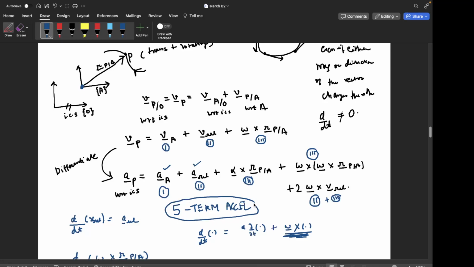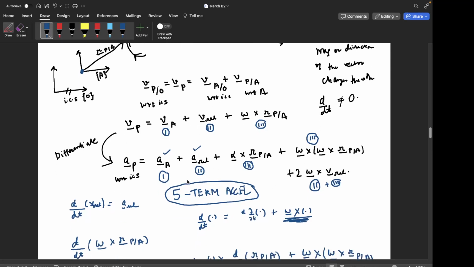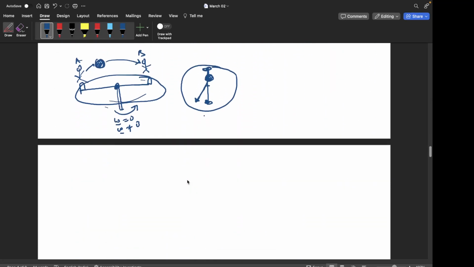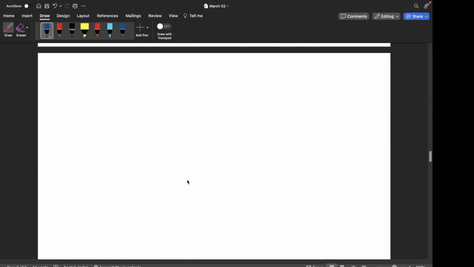Okay, so one, two, three, four, five terms here. So five term acceleration. So once we are clear with this, we can basically write the expressions.